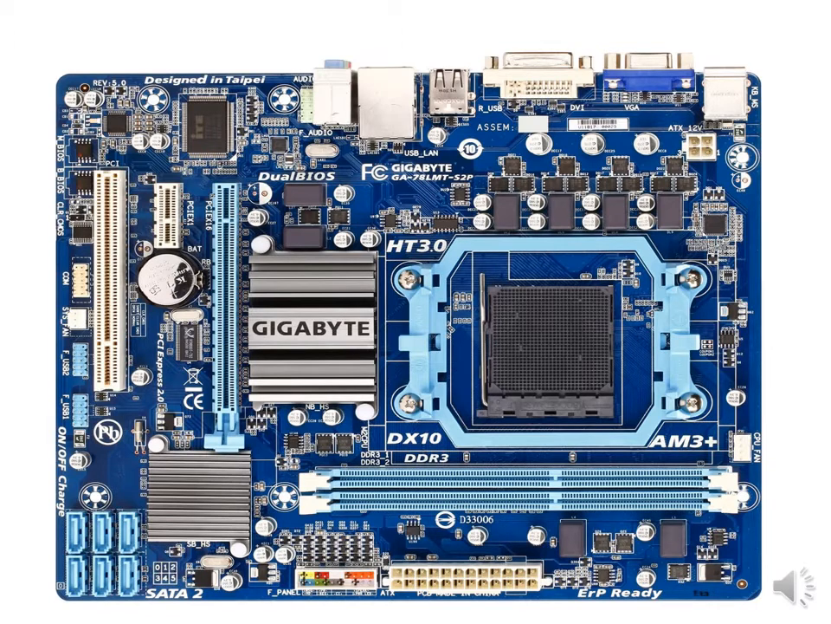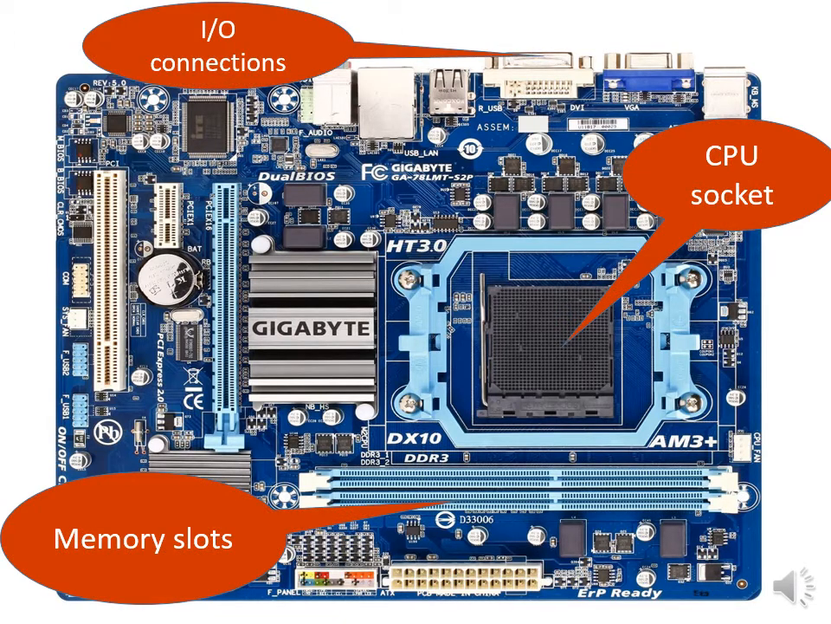This is a motherboard that is found on a typical desktop computer. We can see the CPU socket, the I/O connections, and memory slots. So those are examples of some of the circuitry that is required to be placed on a motherboard.